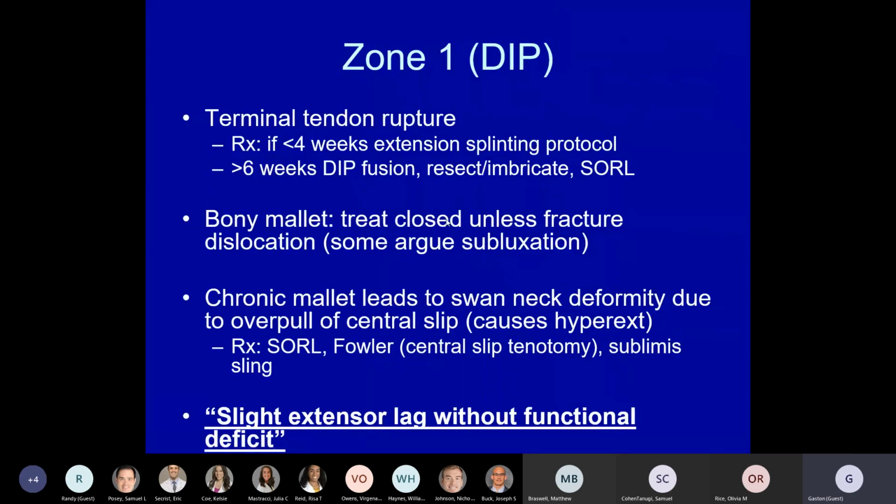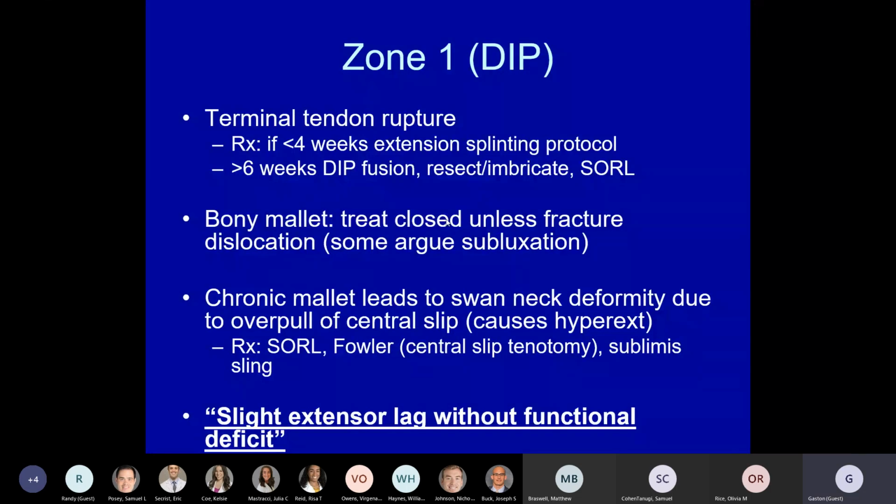Zone 1, which is the DIP. So it's just basically a mallet finger. So if you have a closed mallet finger, 6 weeks extension splinting, and then you'll go into a removable splint. Same thing with PIP. Closed central slip injury, 6 weeks immobilization of the PIP joint in extension. Same thing with sagittal band ruptures. If you have a sagittal band rupture, 6 weeks of MP extension. So no matter what extensor tendon you get that's closed, you're going to be looking for 6 weeks extension splinting of that particular joint.